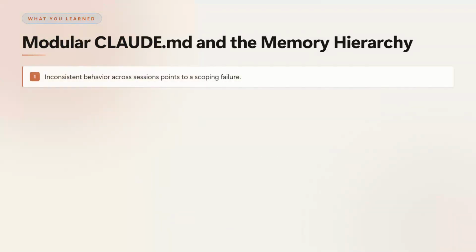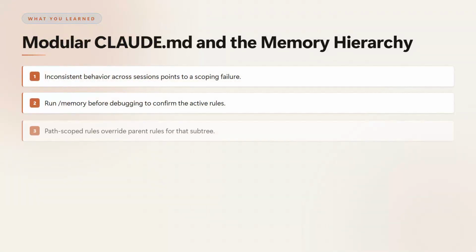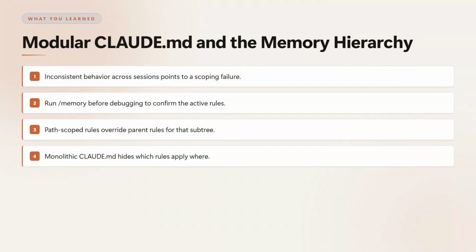So remember, when behavior drifts between sessions, suspect a scoping failure and check /memory first. Path-scoped rules override parent rules, so a monolithic file hides what actually applies. Break it up to make scope explicit and debugging fast.